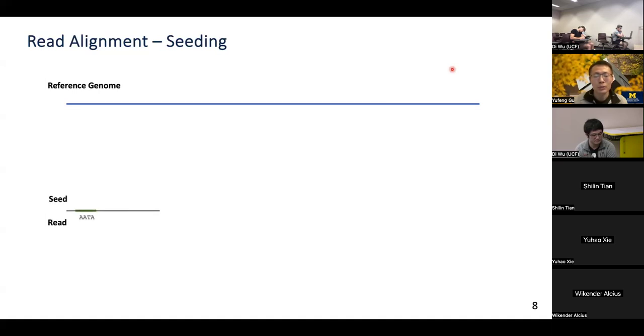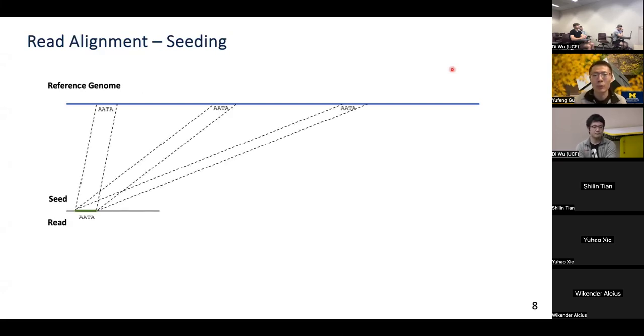We usually don't want to map the entire read, which can be from hundreds to 10,000 base pairs, because there are a lot of insertions, deletions, and substitutions. So it's pretty hard to do an exact string matching for a long string. So what people usually do is find some small seeds. Seeds means an even shorter string. Then for seeds, we could easily do exact string matching without any error.